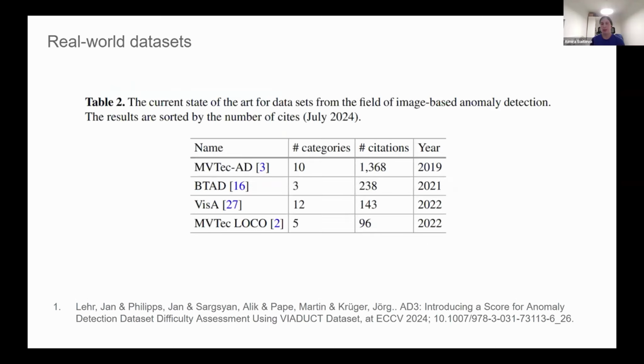And to mention MVTec AD again, another important thing is that many papers still claim state-of-the-art on this dataset. And as I showed earlier, papers compete on just the last tenth of a percent classified correctly. So this particular dataset, MVTec AD, is being overfit quite strongly. And as our benchmark shows, better results on MVTec AD do not necessarily correlate with better results on other datasets.